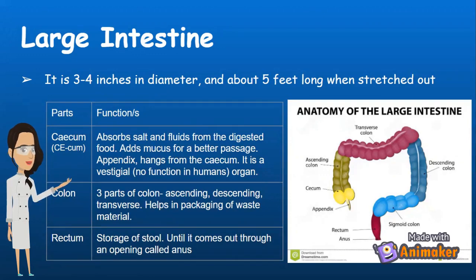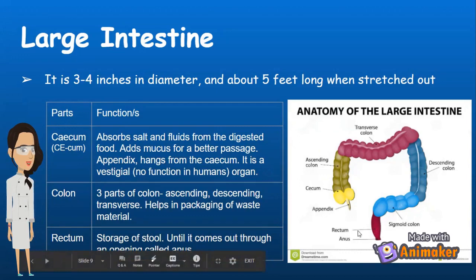Now let's learn about the rectum. The rectum is the storage of stool until it comes out through an opening called the anus. So if we look at the diagram here, this is the anus. You see the rectum right here, right above the anus. I'll be back with the Kahoot in a few seconds.